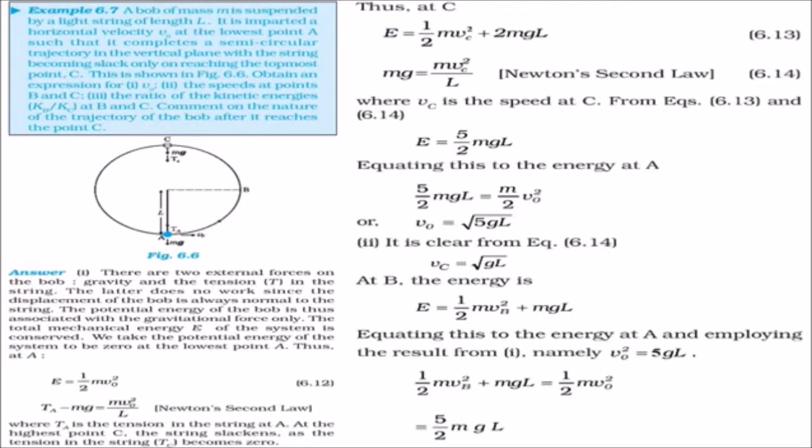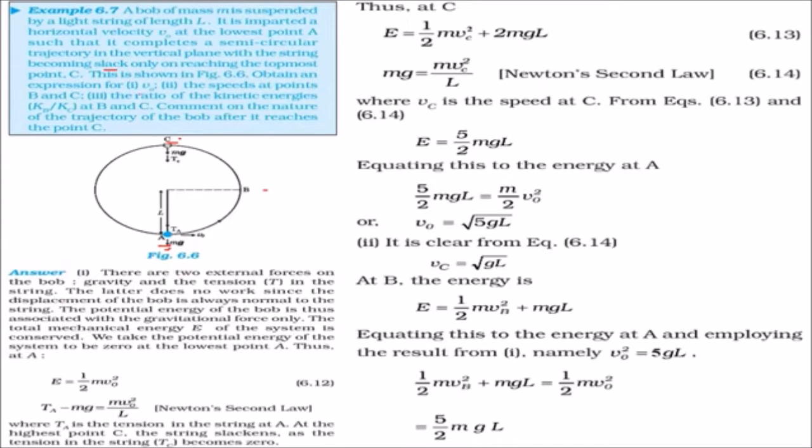A bob of mass m is suspended by a light string of length l. It is imparted a horizontal velocity v0 at the lowest point A, such that it completes a semicircular trajectory in the vertical plane with the string becoming slack. Slack means the string becomes folded and it will come down only on reaching the topmost point C. So it is slack, so it is not going to provide any tension at this place. So this goes from here to here and here to here, and then it slacks and it comes down freely.